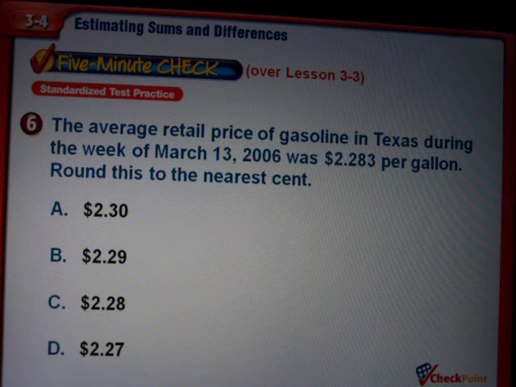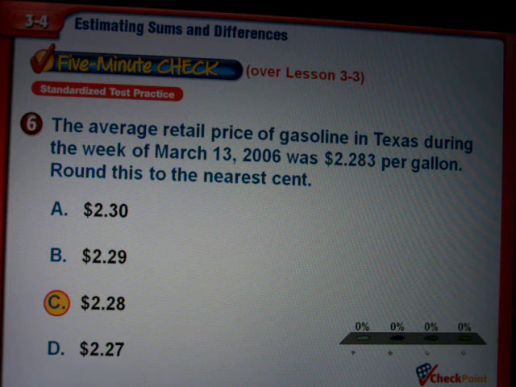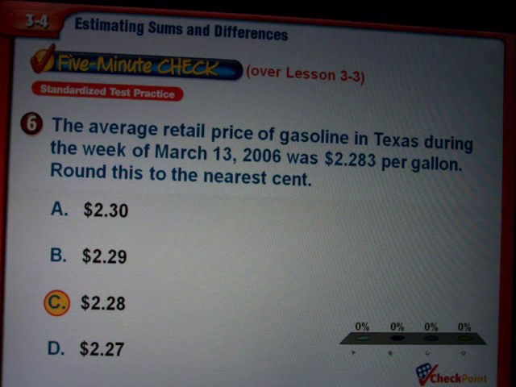Now, the average retail price of gasoline in Texas during the week of March 13th, 2006 was $2 and 283 thousandths per gallon. Round this to the nearest cent. Is it A, $2.30, B, $2.29, C, $2.28, or D, $2.27? And your answer is, we'd love to be paying $2.28 again for a gallon of gas.